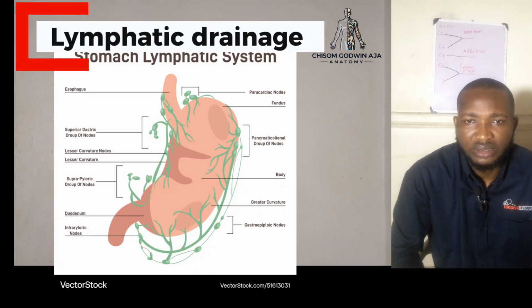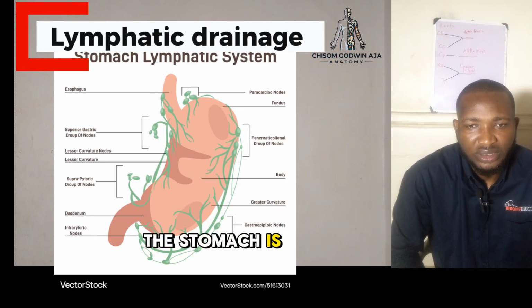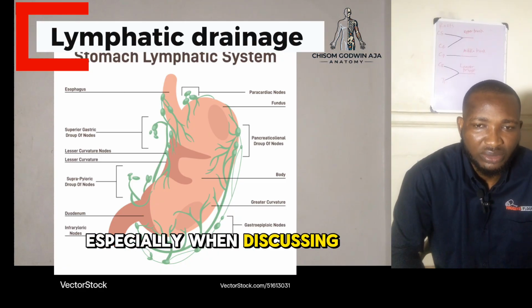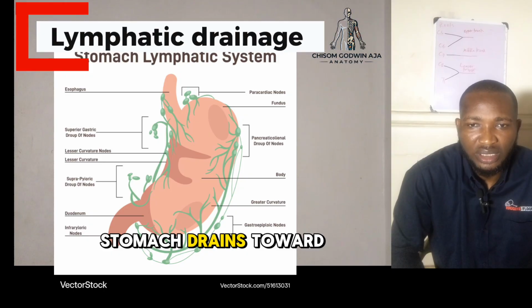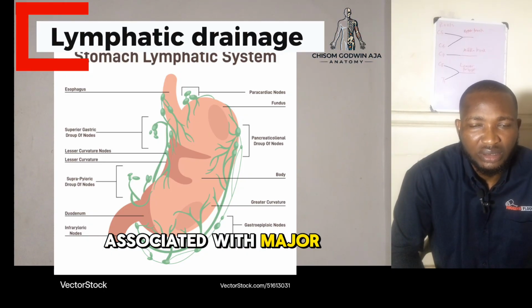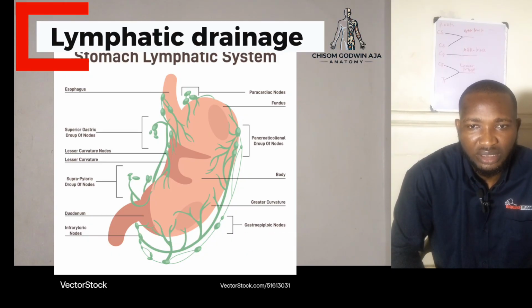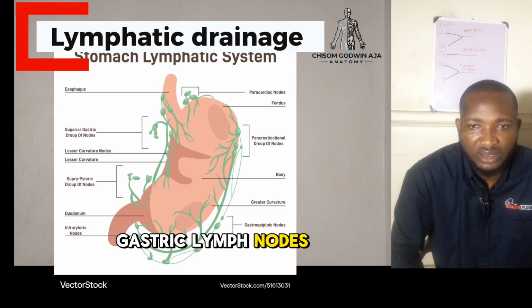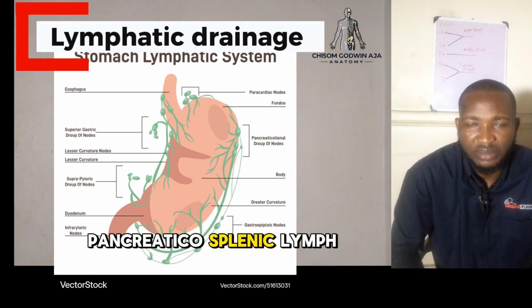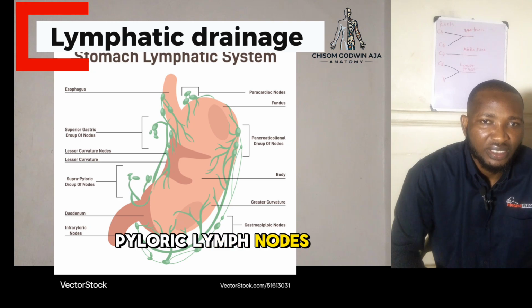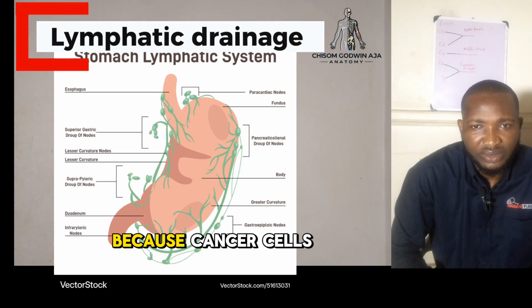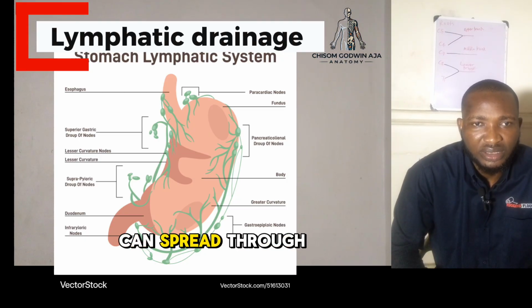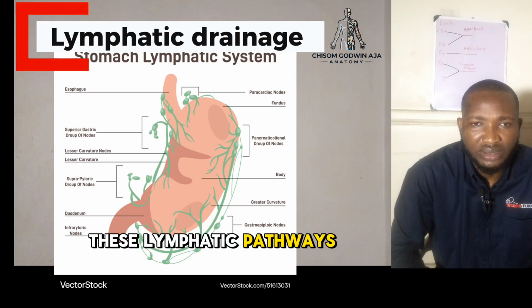Lymphatic drainage. Lymphatic drainage of the stomach is very important, especially when discussing gastric cancer. Lymph from different parts of the stomach drains toward lymph nodes associated with the major arteries supplying the stomach. These include the gastric lymph nodes, pancreatico-splenic lymph nodes, pyloric lymph nodes, and ultimately the lymph reaches the celiac lymph nodes. This pattern is important because cancer cells from the stomach can spread through these lymphatic pathways.